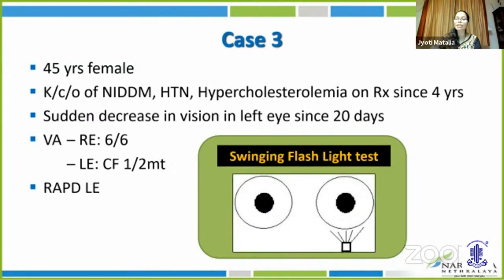And every time the light is shown on the affected eye, which has an optic neuropathy, you will see the pupils appearing to dilate because the pupillomotor impulse being less, they cannot maintain the constriction. So once you have this, you know it's an optic nerve problem.